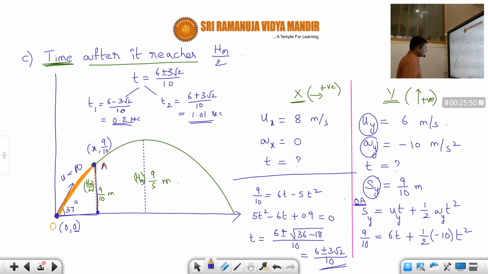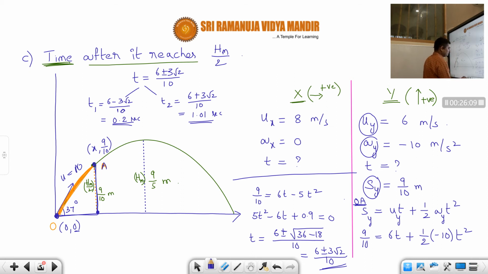Generally we get one negative and one positive, so negative we will eliminate because time cannot be negative, but here both are positive. So what does it mean? Why did we get two roots? Because it will again travel half of the maximum height on the other side of the maximum height, no? Correct or not, students?